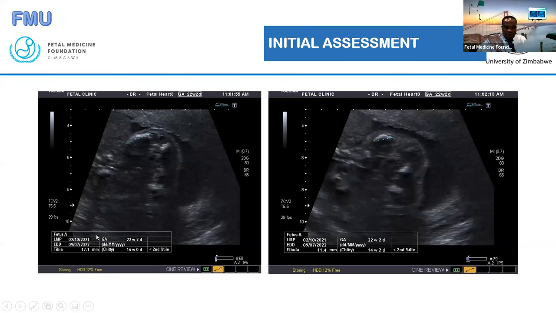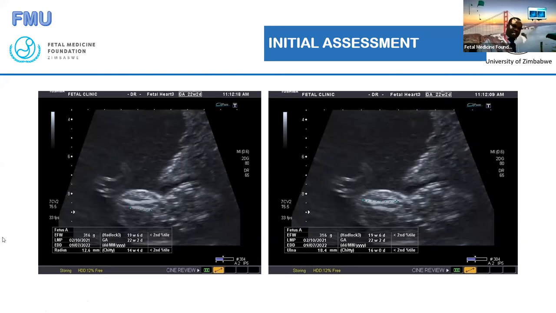If we went on further to look at the tibia and the fibula, again, they were very short, all of them below the second centile, right? If you look at the left there, the tibia, very short, 17 millimeters, and the fibula, 11 millimeters, quite short long bones. Then we went on further to look at the radius.